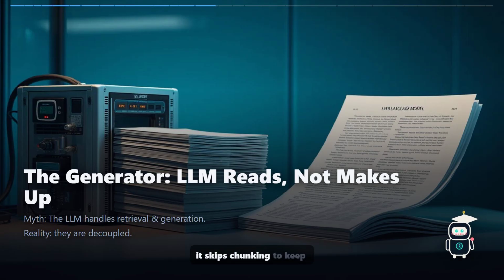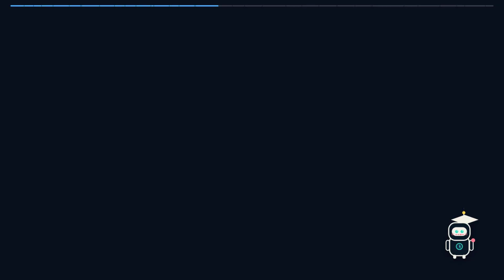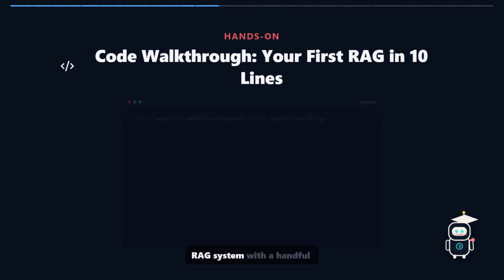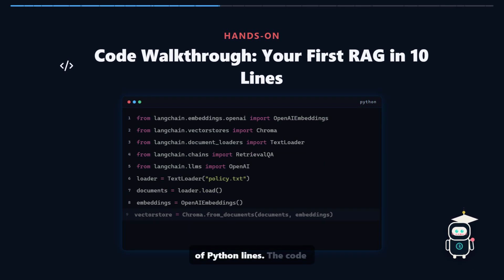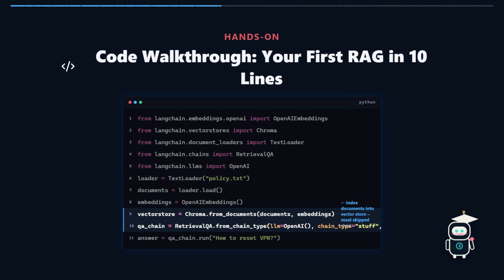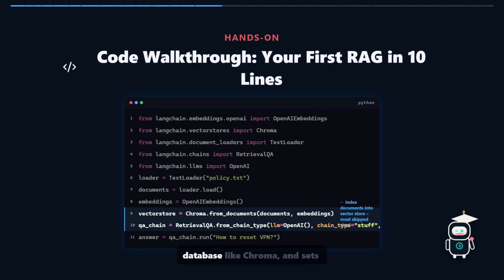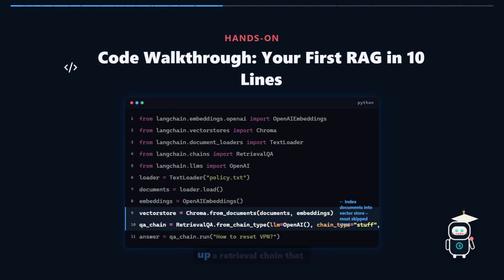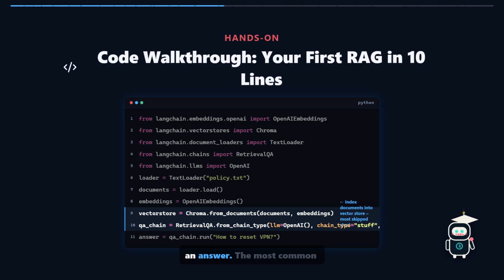It skips chunking to keep the snippet short. In a real system, you'd add a chunking step before embedding, which we'll cover later. You can build a basic RAG system with a handful of Python lines. The code loads your documents, creates embeddings, stores them in a vector database like Chroma, and sets up a retrieval chain that pulls relevant context and generates an answer.